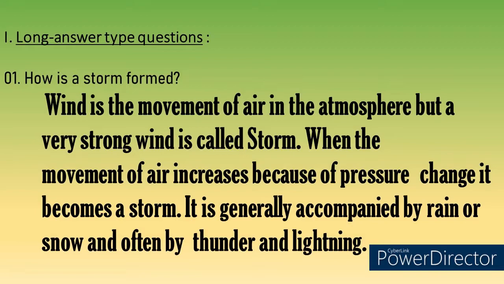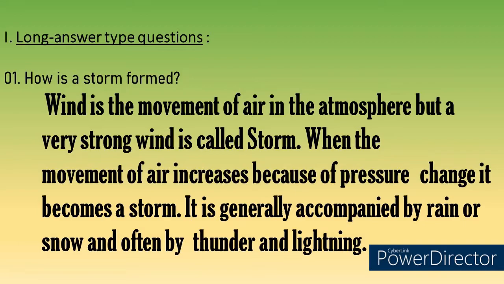So this is what the first sentence explains. Wind is the movement of air in the atmosphere, but a very strong wind is called a storm. When the movement of air increases because of pressure change, it becomes a storm. It is generally accompanied by rain or snow and often by thunder and lightning. So if all this occurs together, especially when thunder is occurring, you call it a thunderstorm.